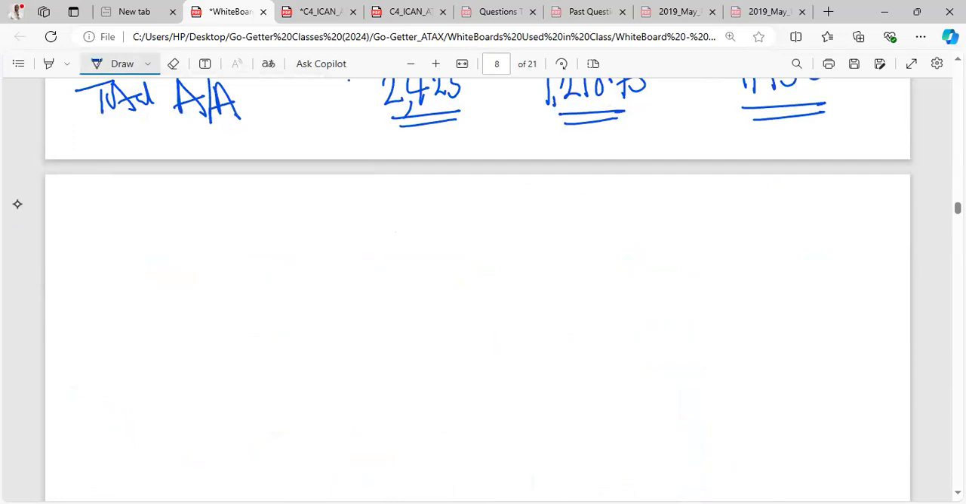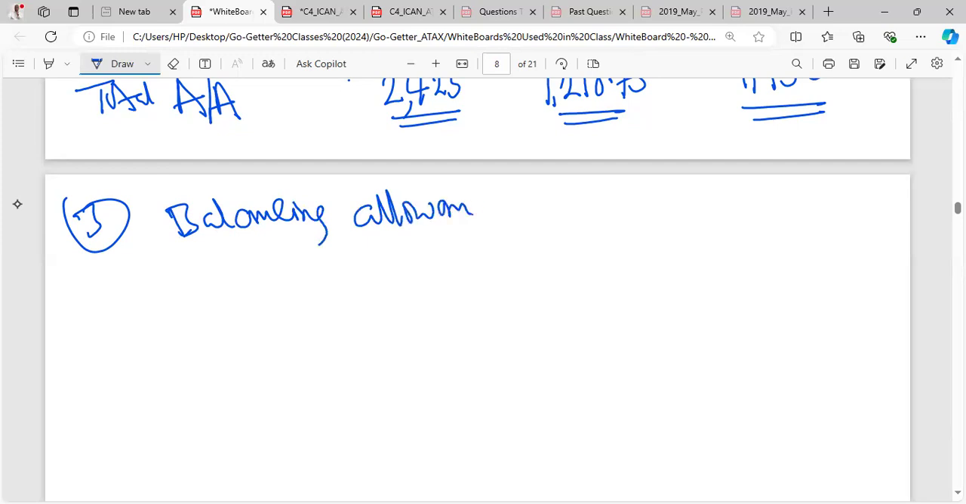So workings 3, balancing allowance. So we say there's going to be a balancing allowance if the tax written down value is higher than your cash received. If the tax written down value is higher than the tax cash received, then there's going to be a balancing allowance. Otherwise, if it is lower, there will be a balancing charge.